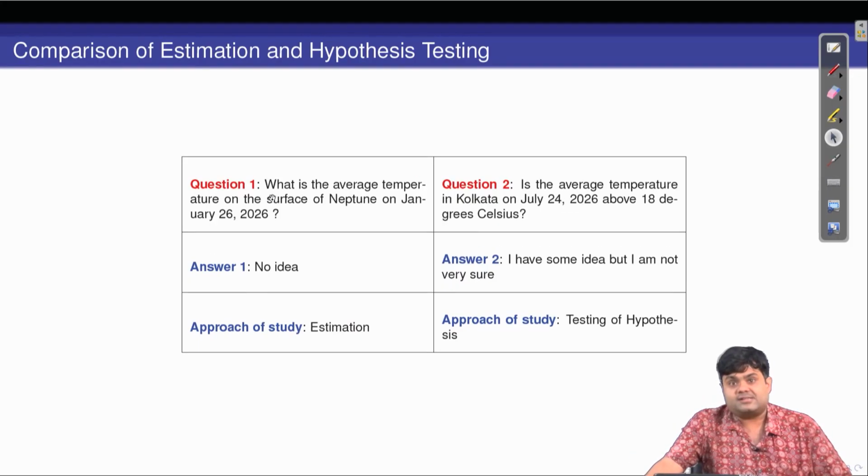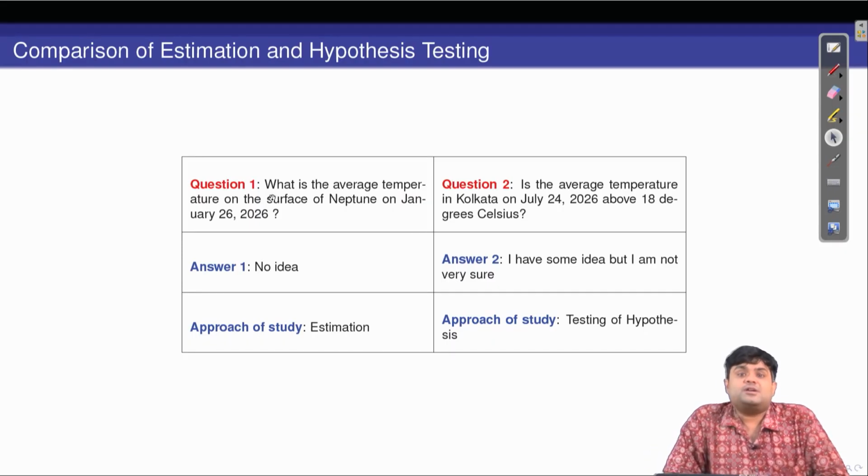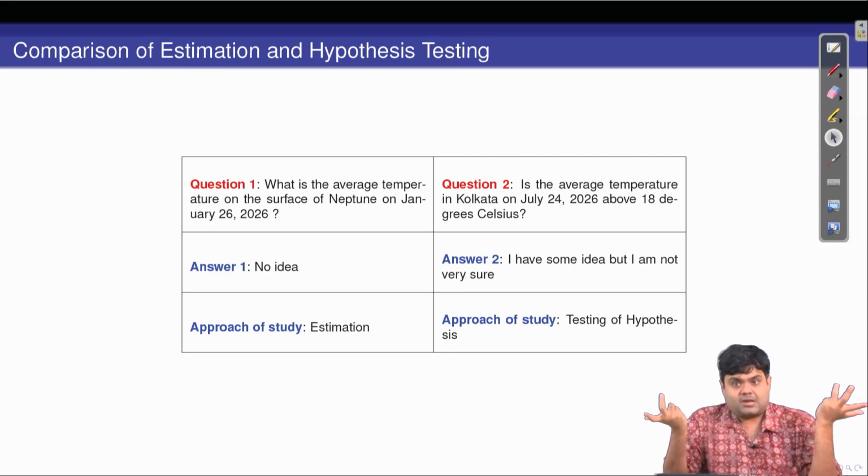Just to give another example, suppose you want to know the average temperature on the surface of Neptune on January 26, 2026. You have no idea, right? You have no idea what you can do. I mean, you do not really know about Neptune, perhaps you do not have a way to measure it.